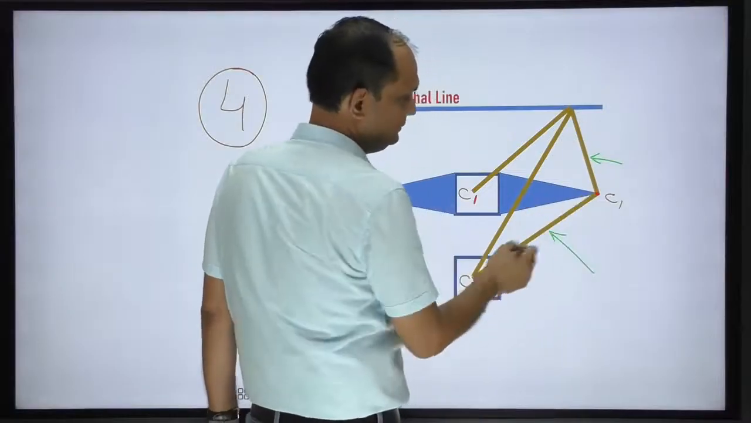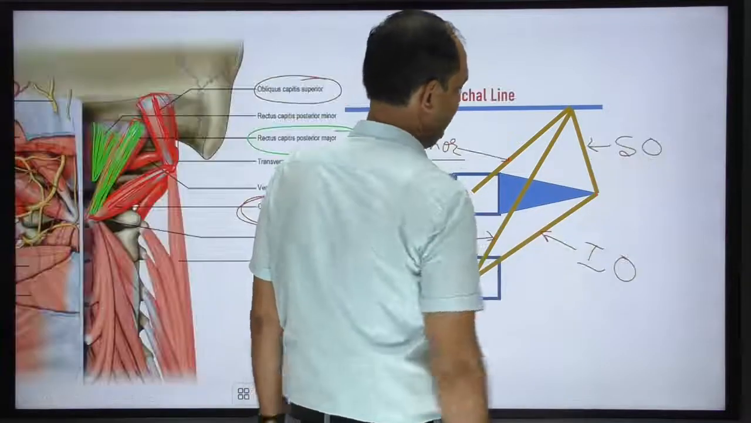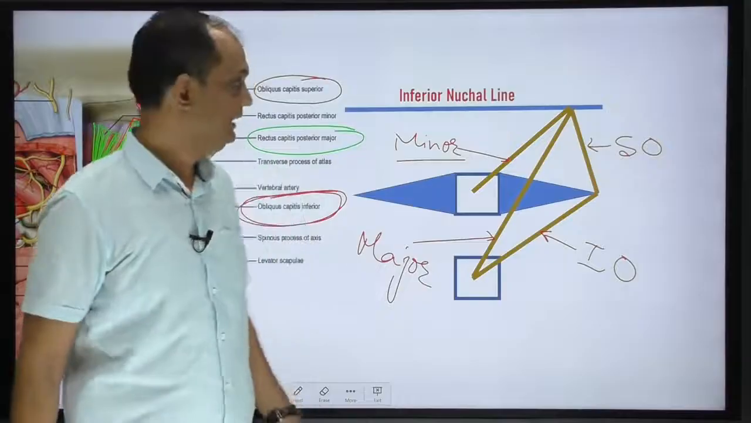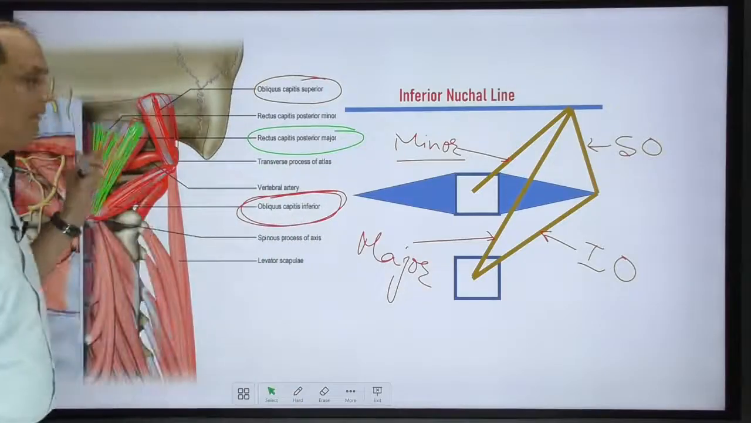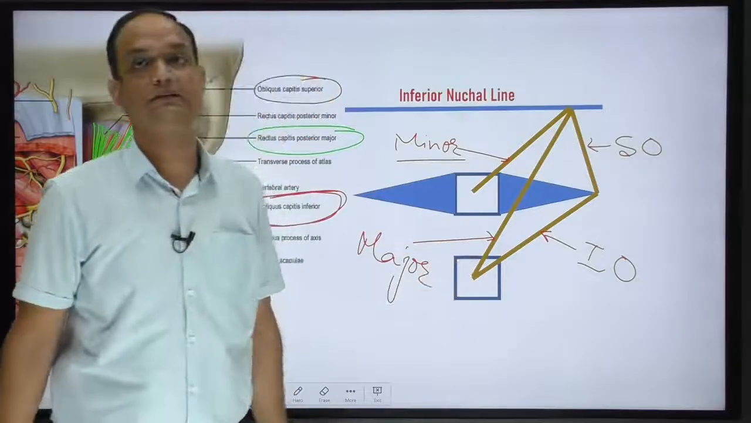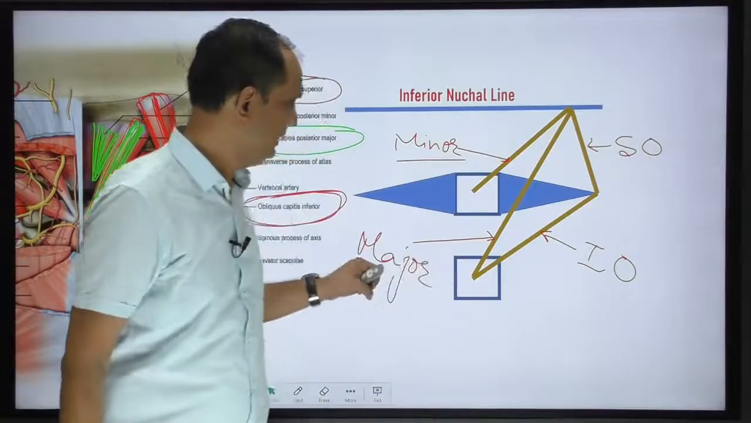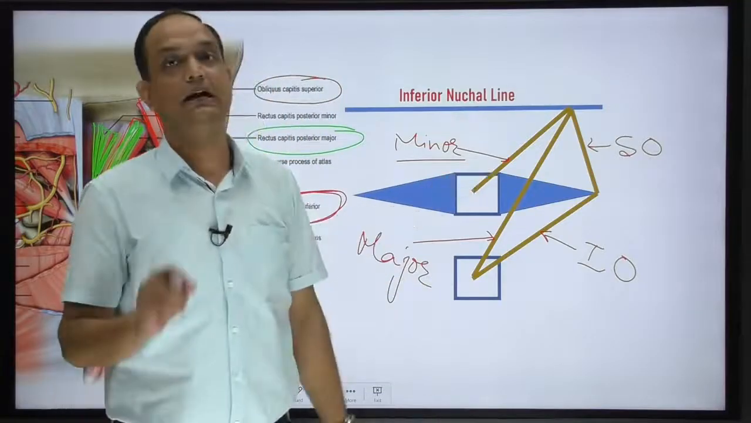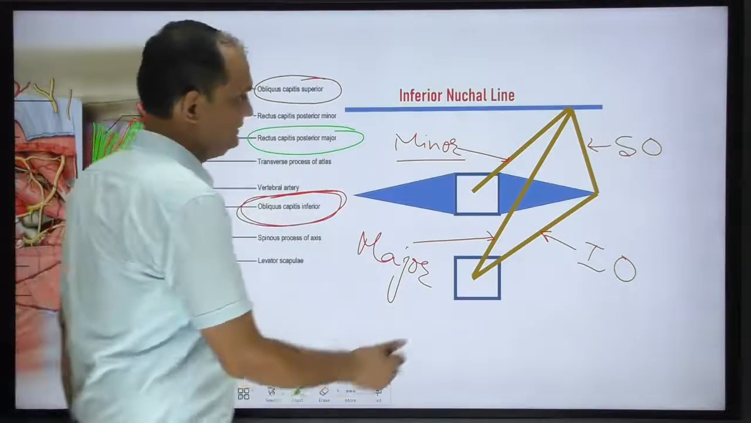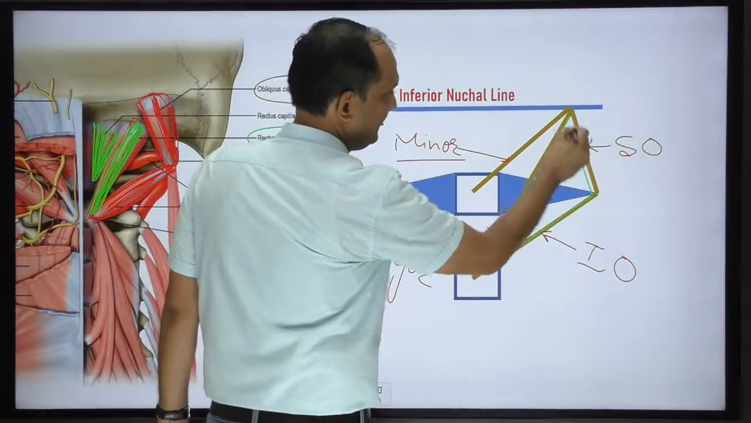These are the oblique muscles. So this is known as inferior oblique capitis and superior oblique capitis. Okay. Now we have the two oblique muscles. This muscle is longer in size, so it is known as rectus capitis posterior major, and this is the smaller muscle, rectus capitis posterior minor. But basically, where is the triangle? Where is the triangle? So the triangle is here. This is the triangle. Clear?